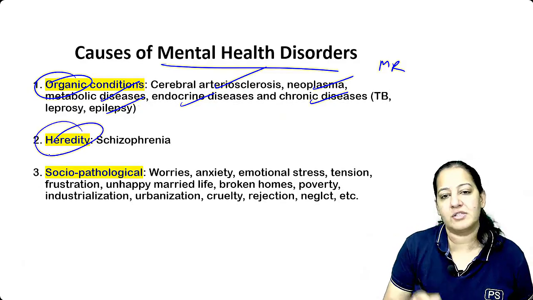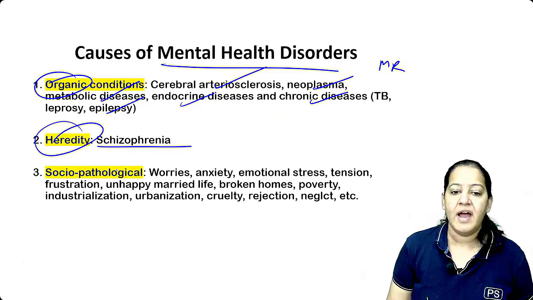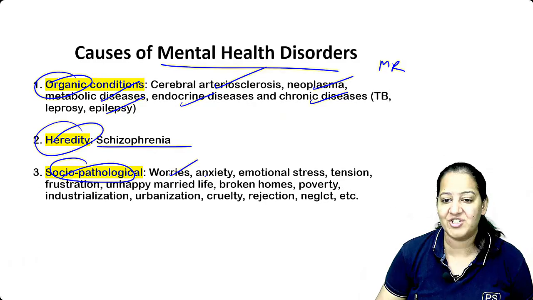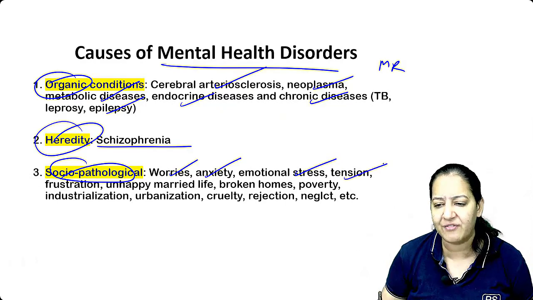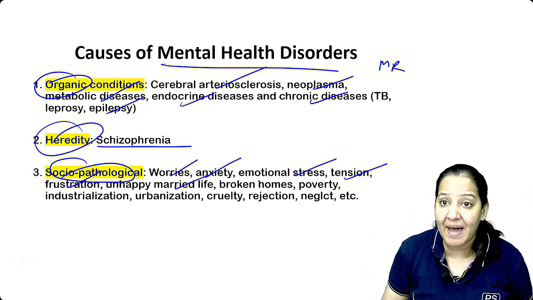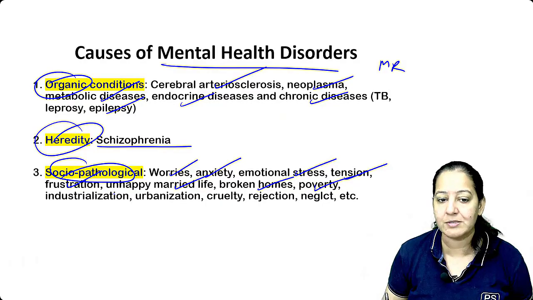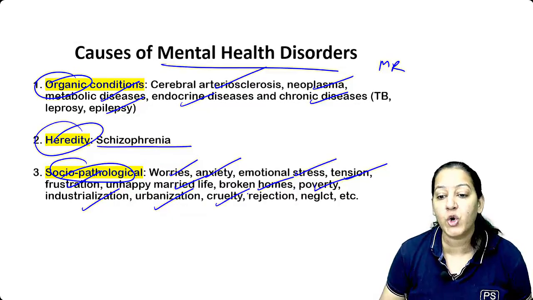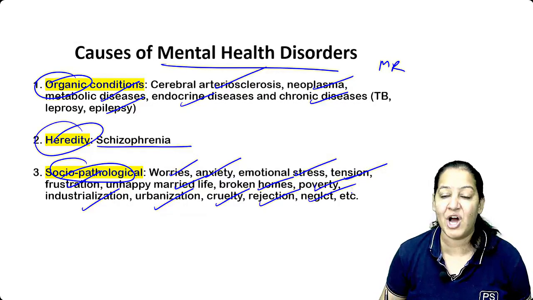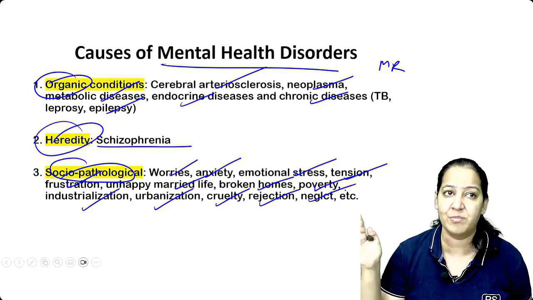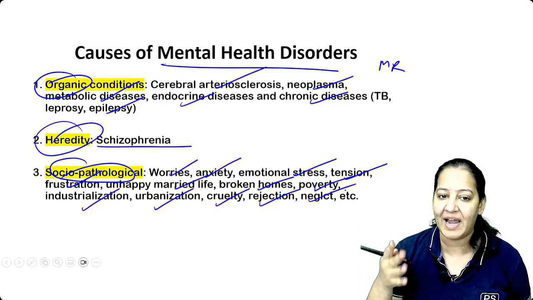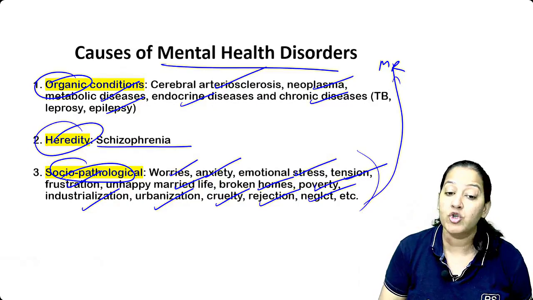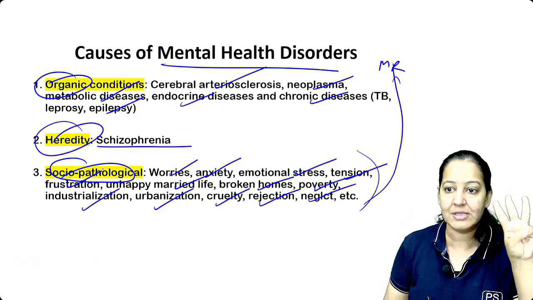There can be a hereditary cause of mental disorder, that is schizophrenia. And there can be a socio-pathological cause, for example worries, too much tension, anxiety, stress in life, frustration, unhappy married life, broken homes, divorce, poverty, industrialization, urbanization, loneliness, isolation, cruelty, rejection, neglect. Nowadays people are getting fired from jobs, there is recession, they feel depressed. They also lead to mental disorder. So these are socio-pathological causes.